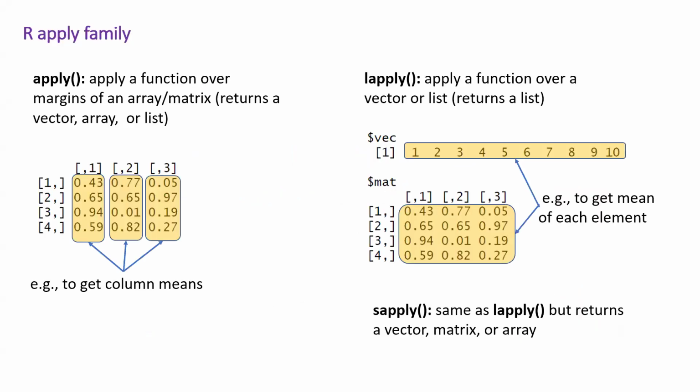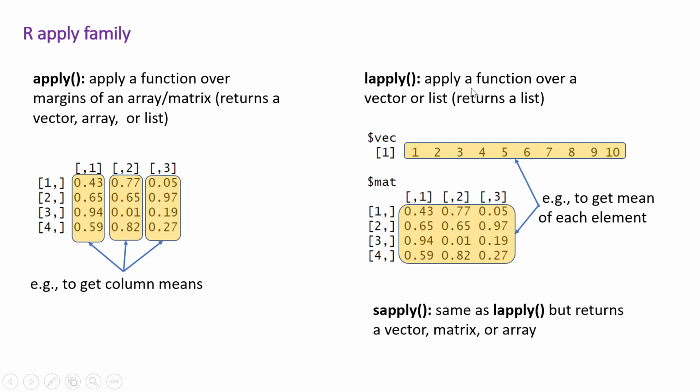In R, we have many apply functions. For example, with the apply function we can apply a function over columns or over rows of a matrix, or over another dimension of an array. This will return a vector, array, or list. For example, here I can use the apply function to calculate the column mean.